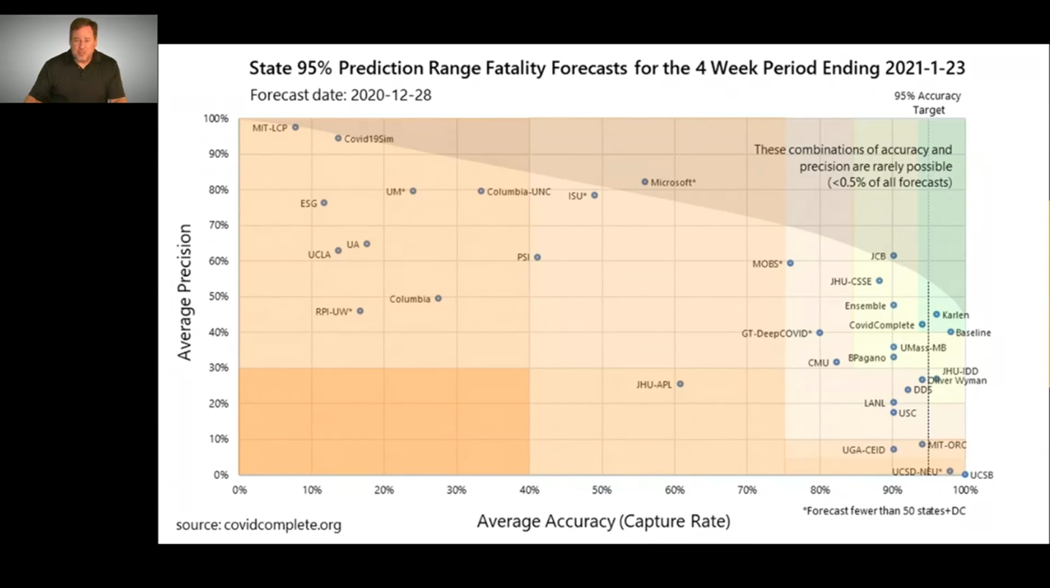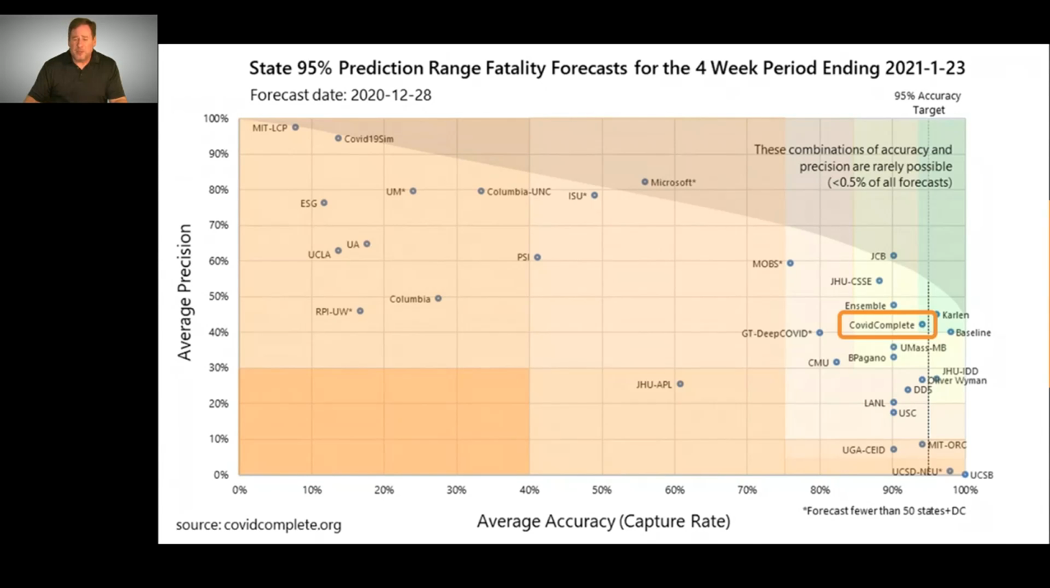So this chart is a chart that I produce on a weekly basis, and it shows the results of the 95% prediction intervals for all of the forecast models. And as you can see here, the accuracy is on the x-axis or the horizontal axis, and the precision is on the y-axis. So in both cases, being higher and to the right is better. The ideal forecast would be up in the upper right corner.